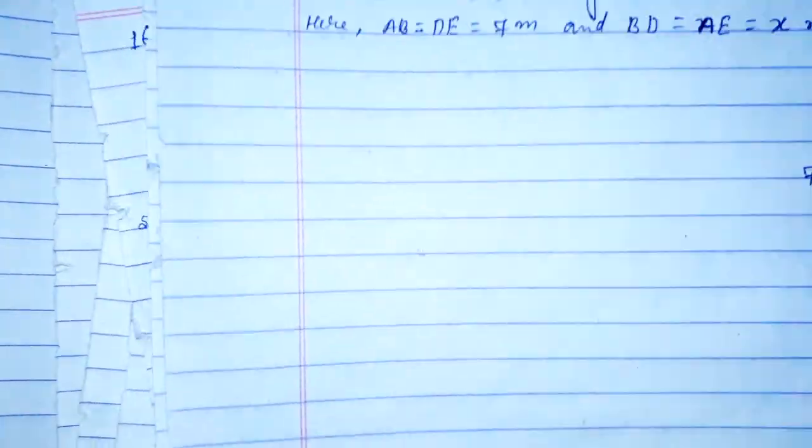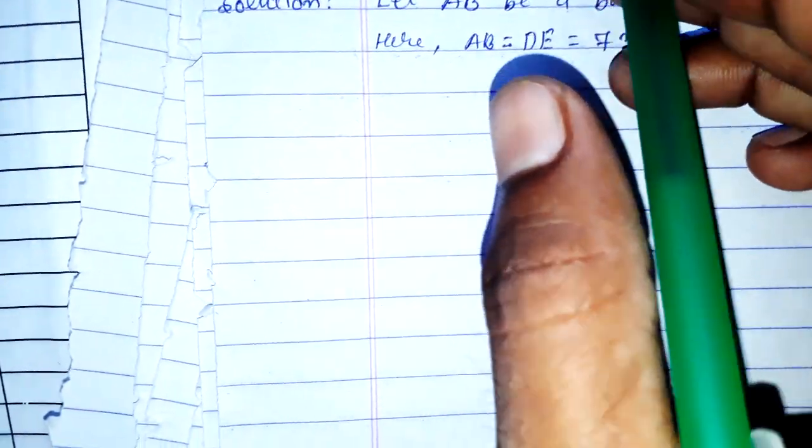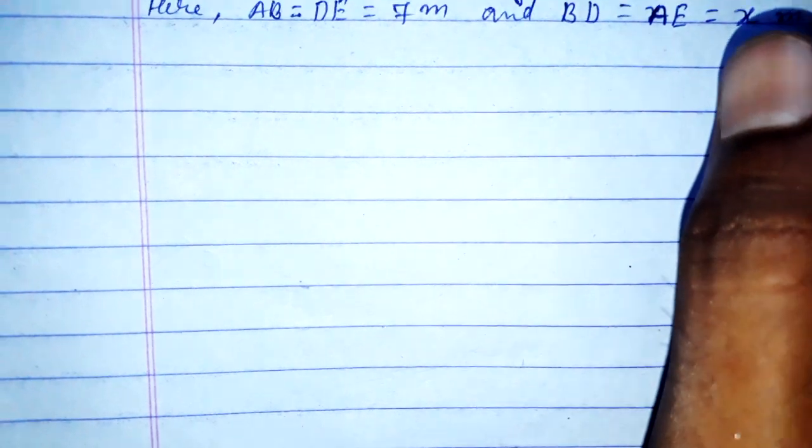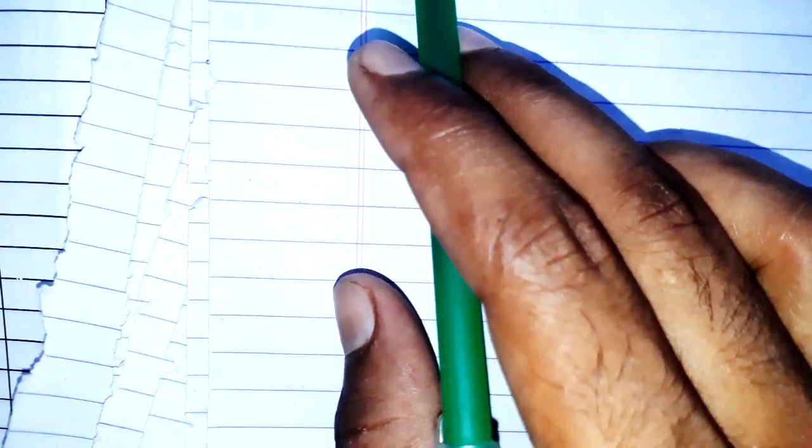Next question is the 12th question. From the top of a 7-meter high building, the angle of elevation of the top of a cable tower is 60 degree and the angle of depression of its foot is 45 degree. Determine the height of the tower.